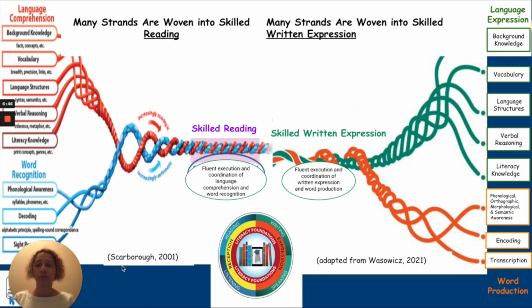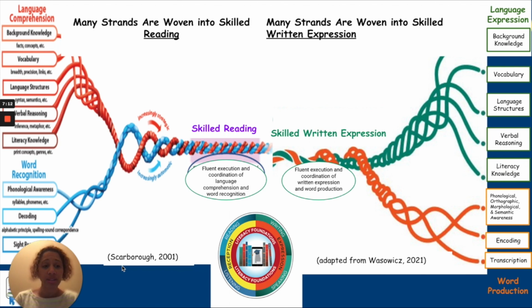Okay, we should be familiar with Scarborough's reading rope, which is on the left-hand side. That's where you've got the language comprehension and the word recognition, which weave together tightly for skilled reading, that fluent execution and coordination of language comprehension and word recognition. On the right-hand side in the green, you see language expression.